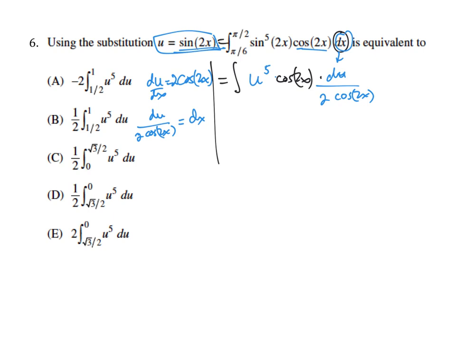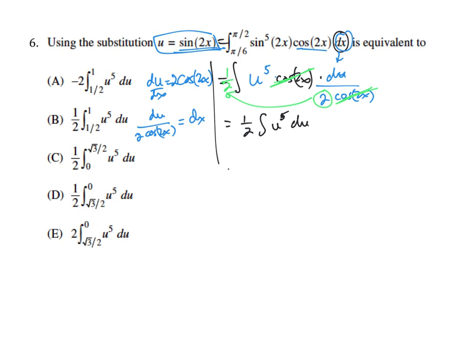And what's going to end up happening here, as we like to happen, the cosine 2x's cancel out. I've got this 2 that's left over, no big deal. Constants are not a problem. Just remember it's in the denominator when you bring it out front. And I end up with 1/2 integral of u to the 5th du when I clean it up.